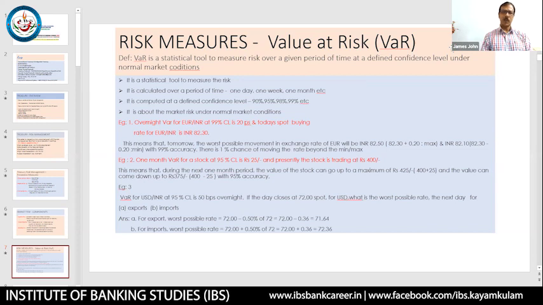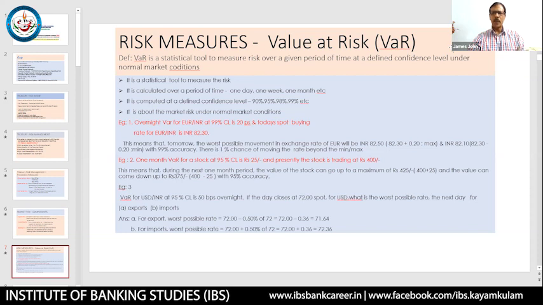This is what VaR is. Another example: VaR for USD INR at 95% confidence level is 50 basis points overnight. If the day closes at 72 for USD, what is the worst possible rate the next day for an exporter and for an importer? Such a question they may also ask. What is the difference between an exporter and an importer? An exporter is selling currency to the bank. The exporter is bringing currency and the bank is buying it.